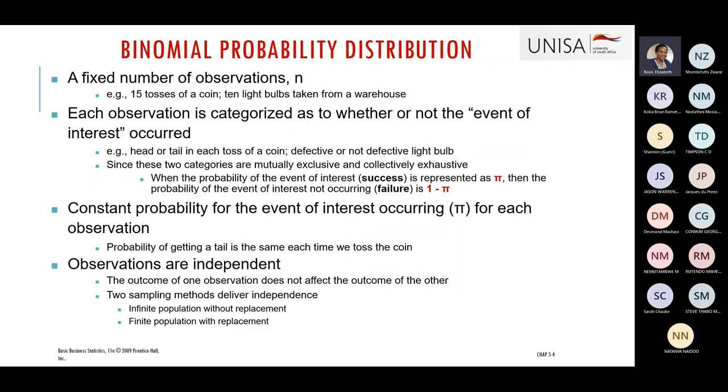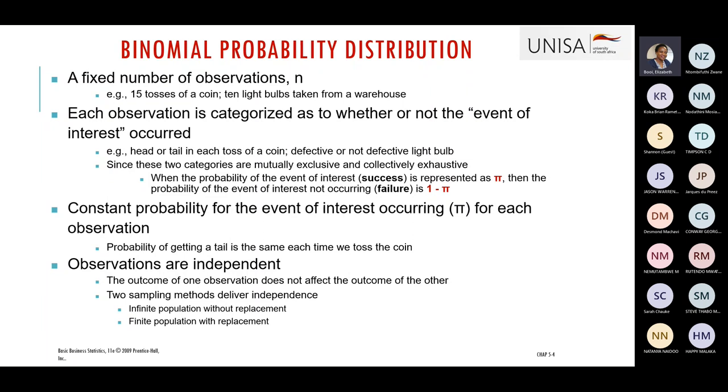In terms of binomial distribution, it comes from a counting process as well. So you will always have a number of fixed observations. For example, when you are creating an event and you're tossing a coin, if you toss it 15 times, you are creating some observations or events of those tosses. Those 15 times are your number of trials that you are creating.